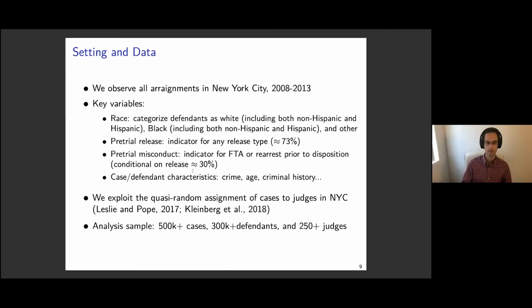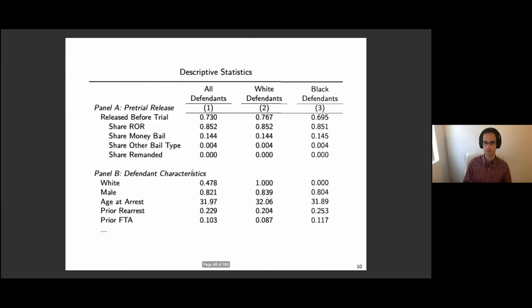So in total, we're going to have around 500,000 cases, around 300,000 defendants, and a little bit over 250 judges. Just to show you some descriptive stats, in panel A, we have pretrial release. Overall, 73% are released. White defendants are released at a higher rate, around 77%, than black defendants, around 69.5%.